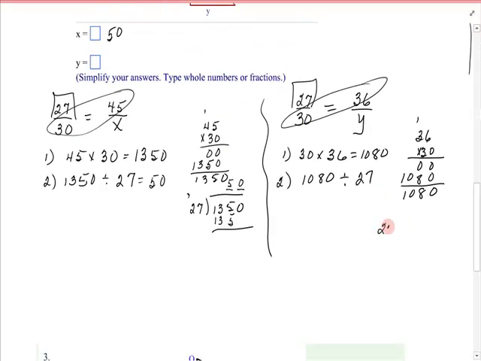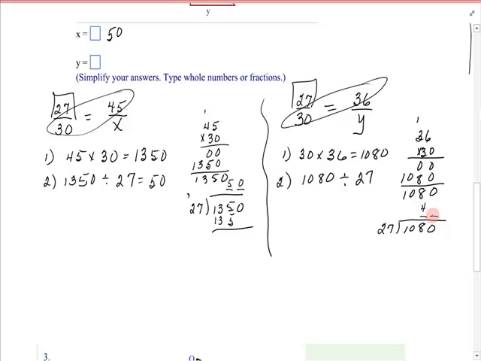So 27 into 1080, and 27 won't go into 1 or into 10, but it will go into 108. That helps me see how many digits my answer will have.